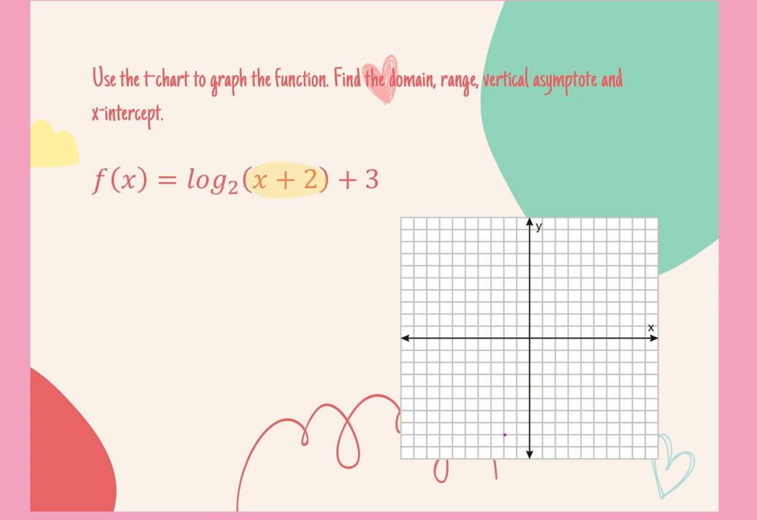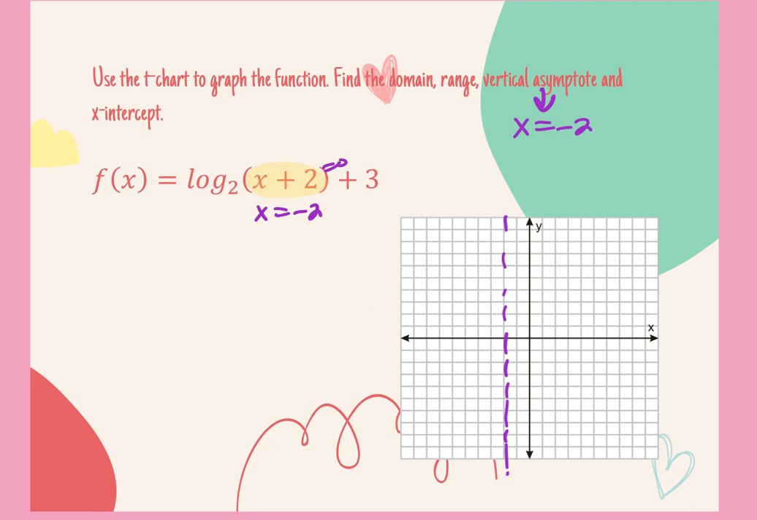So because x plus 2 is inside the parentheses, if I set this equal to 0, I'd end up with x equals -2, and that's your vertical asymptote. So now I have a vertical asymptote at x equals -2. It has to have the x equals to not lose points, okay? And then you have to plot it.